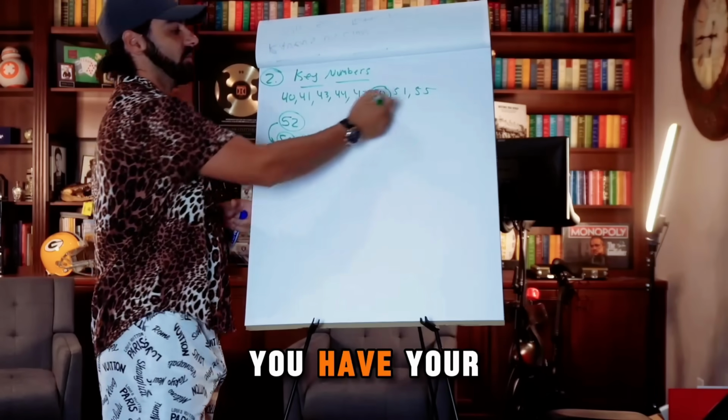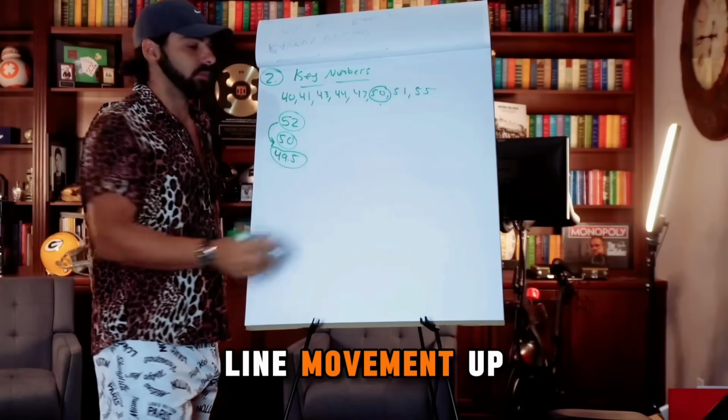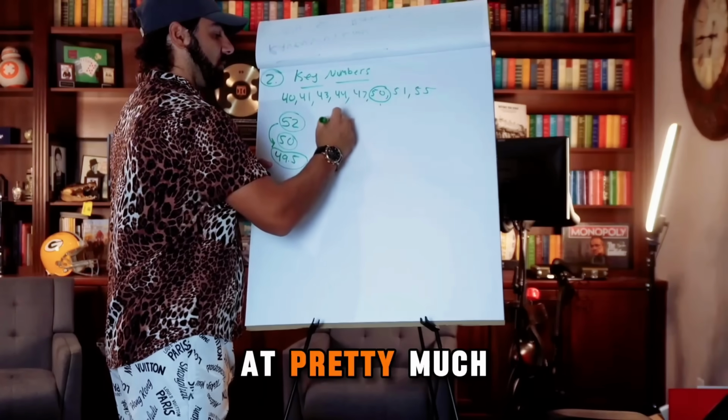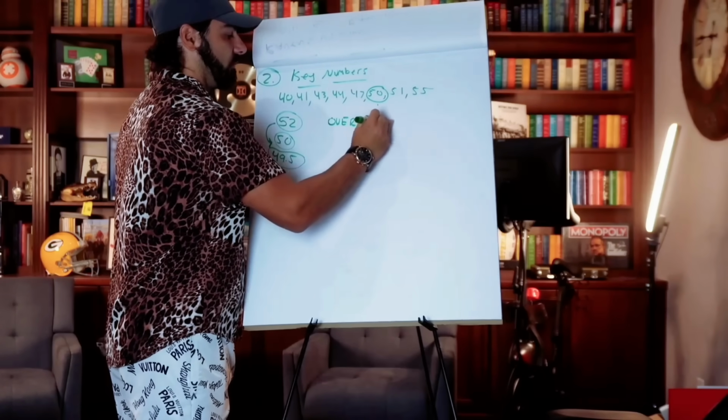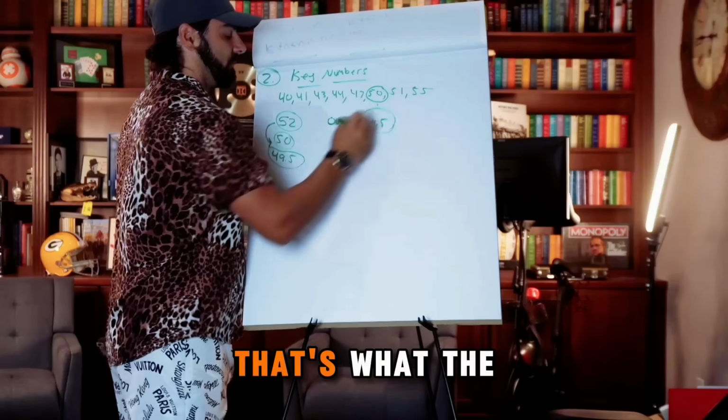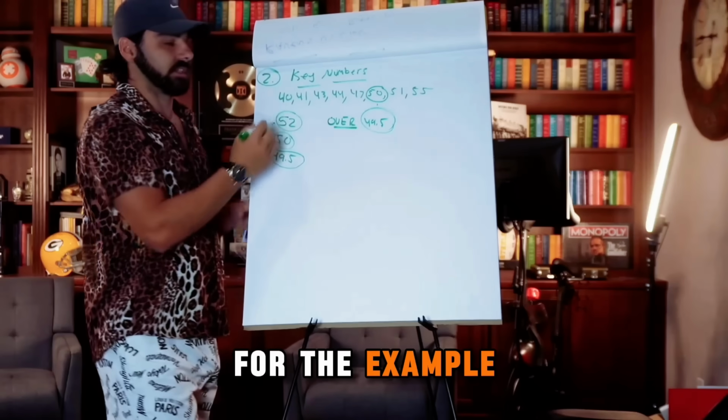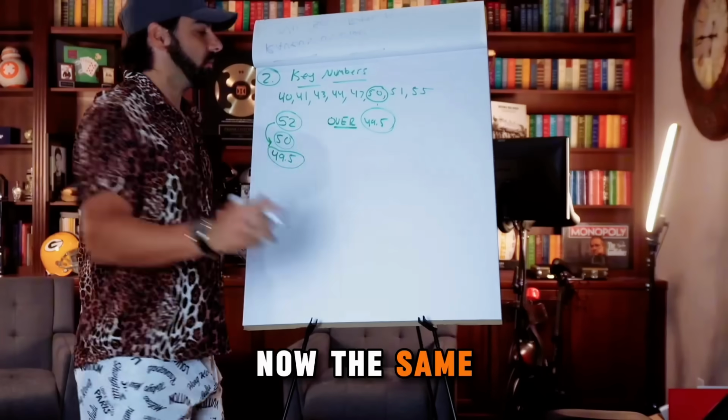So now once you have your key number situated, you have your line movement up. So now let's say we're looking at an over 49.5, right? That's the bet that we're looking at for the example that I'm using here. Now the same goes for the under here.